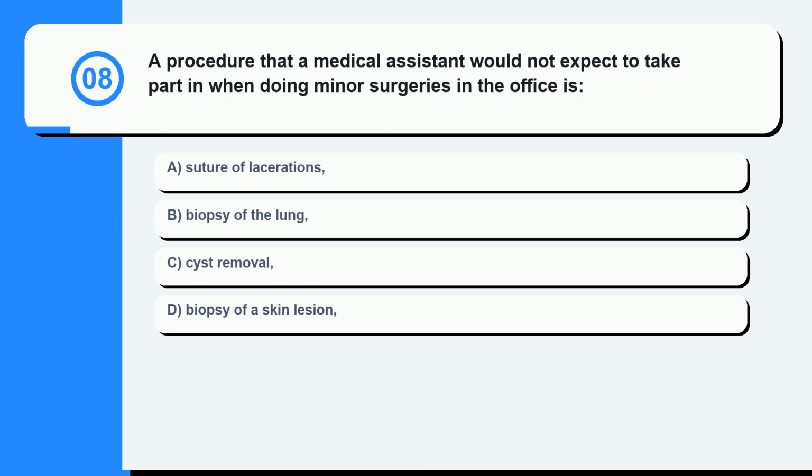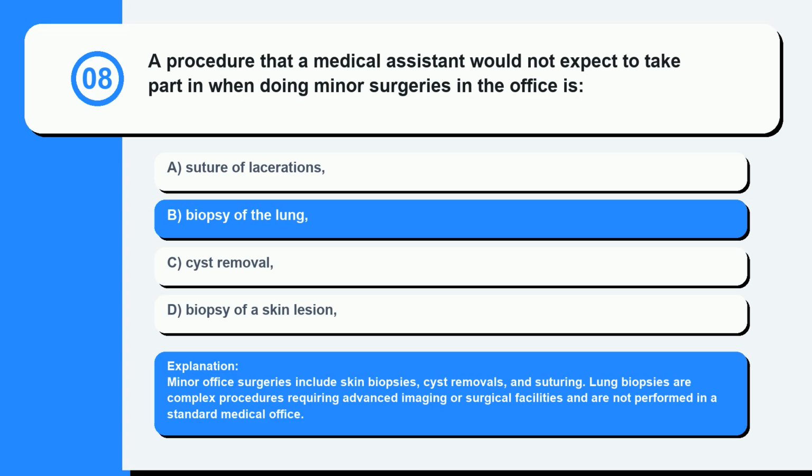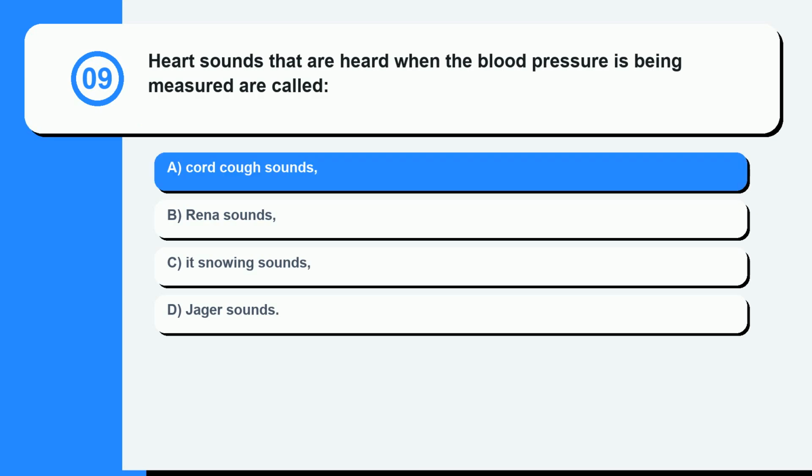Question 8. A procedure that a medical assistant would not expect to take part in when doing minor surgeries in the office is A. Suture of lacerations, B. Biopsy of the lung, C. Cyst removal, or D. Biopsy of a skin lesion. The correct answer is B. Biopsy of the lung. Minor office surgeries include skin biopsies, cyst removals, and suturing. Lung biopsies are complex procedures requiring advanced imaging or surgical facilities and are not performed in a standard medical office.